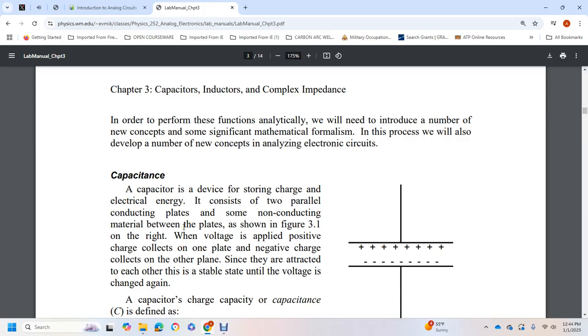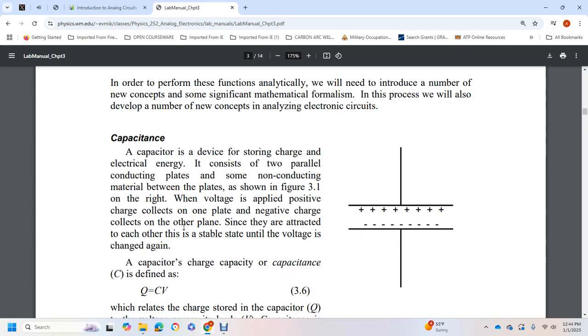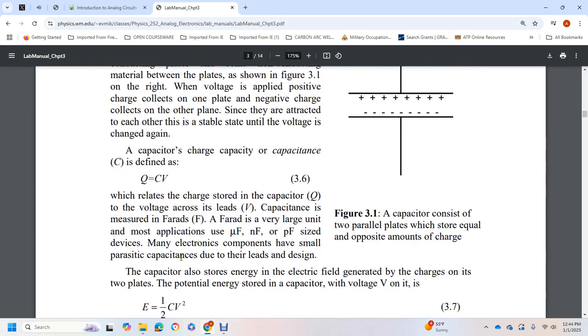If the voltage is changed, the capacitor charge changes. The charge Q is equal to the capacitance C times the voltage V across the leads of the capacitor. Capacitance is measured in farads. A farad is very large compared to most units used, such as the millifarad, nanofarad or picofarad. Most electronic components have some small parasitic capacitance due to the lead design.